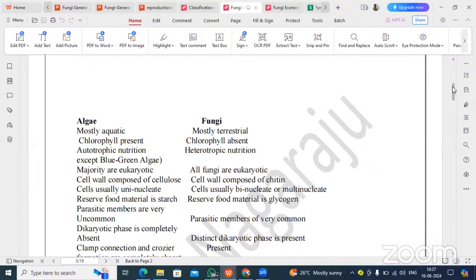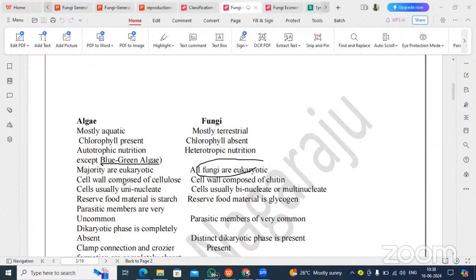Almost all the algae are aquatic. Almost all the fungi are terrestrial. Algae have autotrophic nutrition, fungi have heterotrophic nutrition. You know all the algae are eukaryotic except blue-green algae, cyanobacteria. But all fungi are eukaryotic. All the fungi are eukaryotic. All algae are also eukaryotic, except blue-green algae.